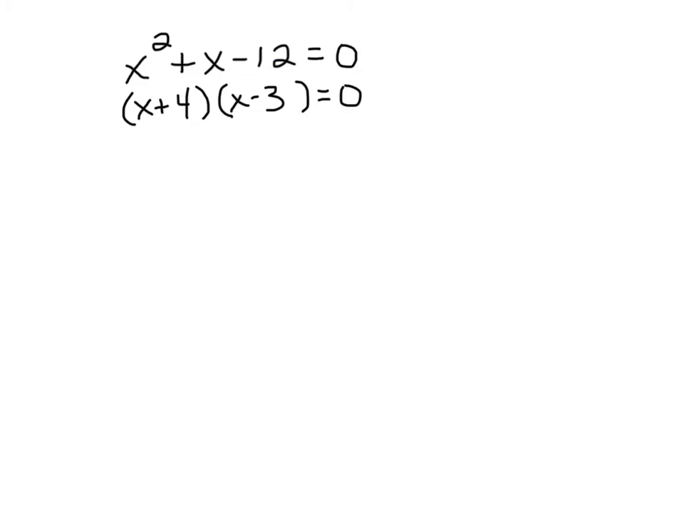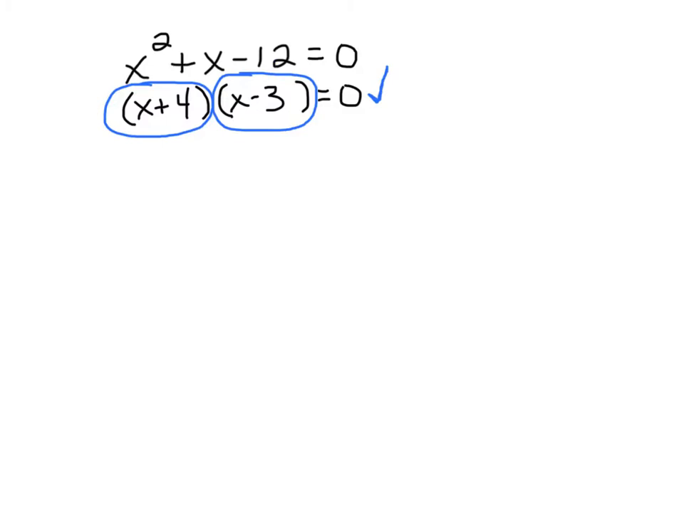Being equal to 0 is very important because whenever you multiply two numbers together, the only way to get 0 for an answer is if one of them is equal to 0. So that means either x plus 4 has to equal 0 or x minus 3 has to equal 0. Truthfully, they could both equal 0 as well. That is why it is so important when dealing with a quadratic equation to make sure that one side is always equal to 0.